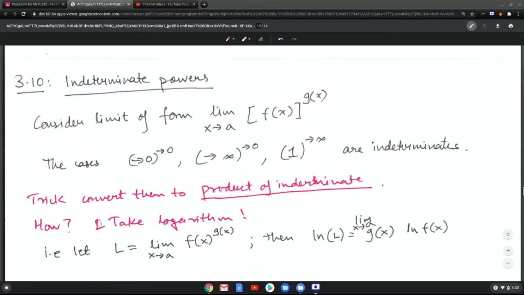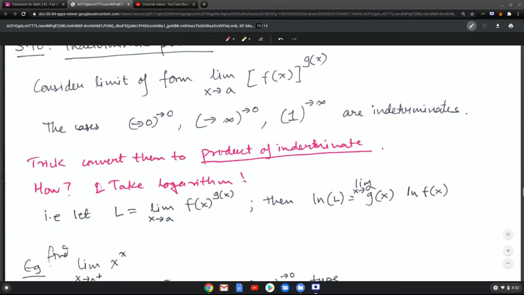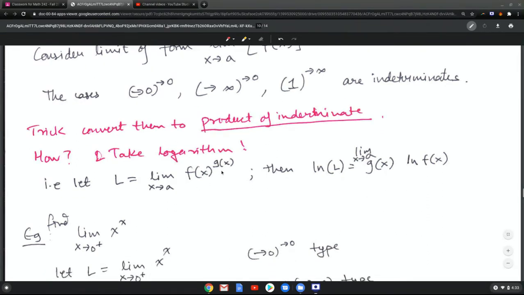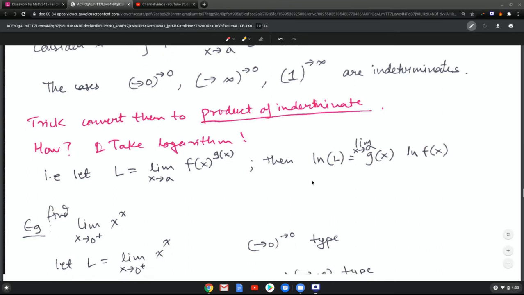And the last scenario is called indeterminate powers. Consider the limit of this form. All the cases such as 0 to the power 0, infinity to the power 0, 1 to the power infinity are called indeterminates. The trick is to convert them into a product, because we just learned how to do the product, and we know how to convert products into 0 by 0 or infinity by infinity and apply L'Hopital. The only way to convert exponents into a product is by using logarithms, which we learned last week. So we let a function f(x) to the power g(x), then the log of the limit is the limit as x goes to a of g(x) log of f(x).